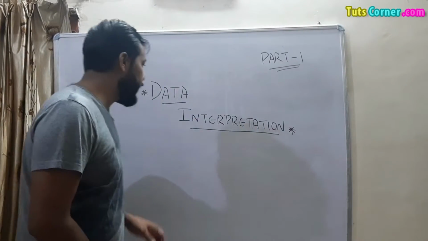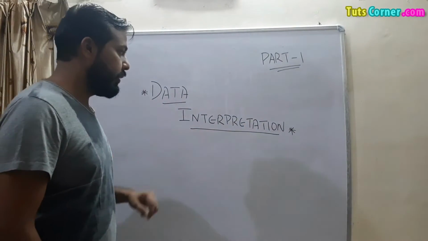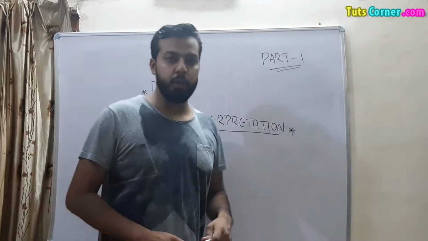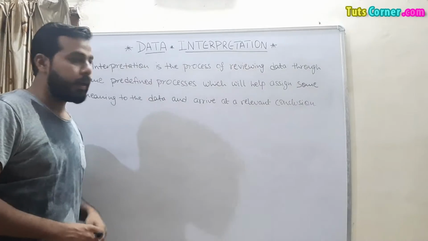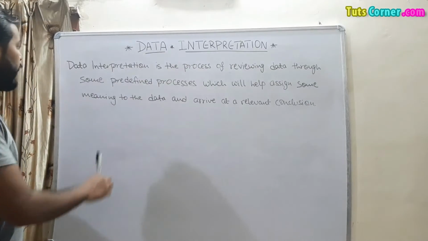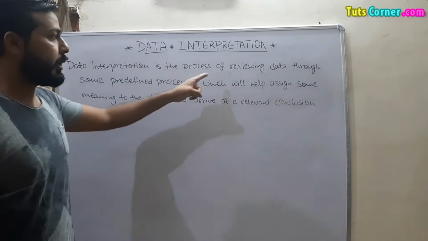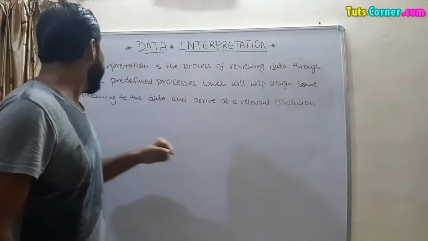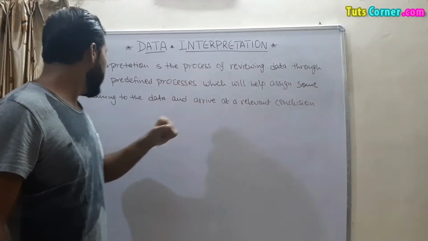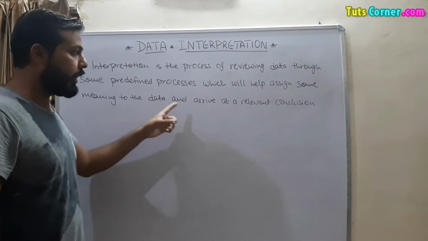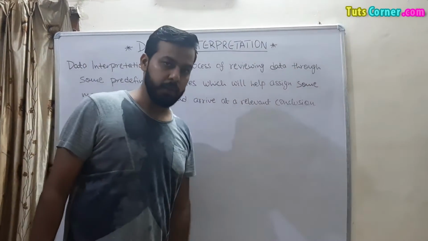Today we are going to understand data interpretation. We'll cover this topic in two parts. So let's begin with part 1. Data interpretation is the process of reviewing data through some predefined processes which will help assign some meaning to the data and arrive at a relevant conclusion.